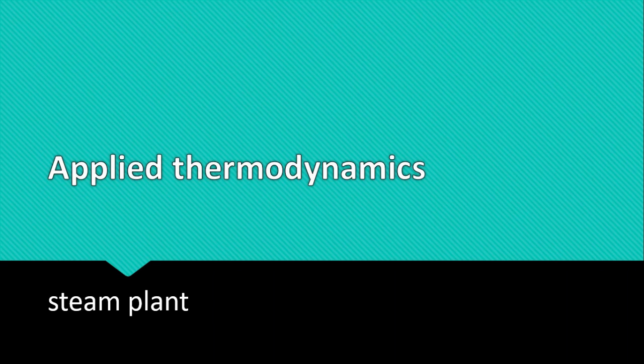Now let's start with the water steam flow. We have three main components of the water steam flow. Number one is the economizer. Number two is the evaporator. Number three is the superheater. We also have four stages, okay?